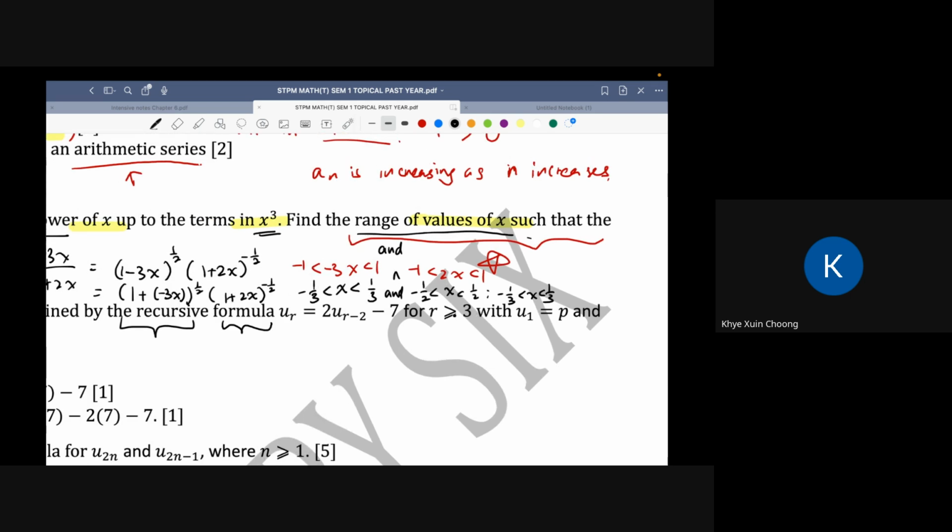So if you're not sure how to find the intersection, you can try to draw a number line. So this is -1/3, -1/2, 1/3, 1/2. One says that it should be between -1/3 to 1/3. Another says that it should be between these two. So the intersection part should be this part. That's why the answer is this. If you don't know how to do it, you can try to draw the number line.